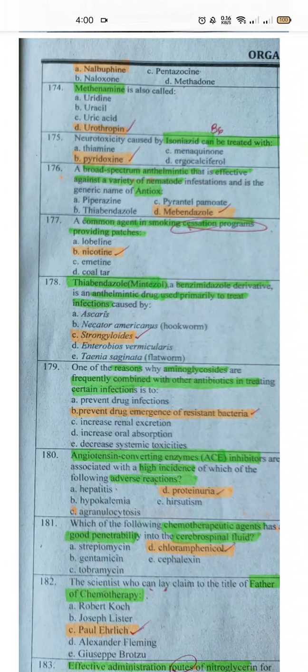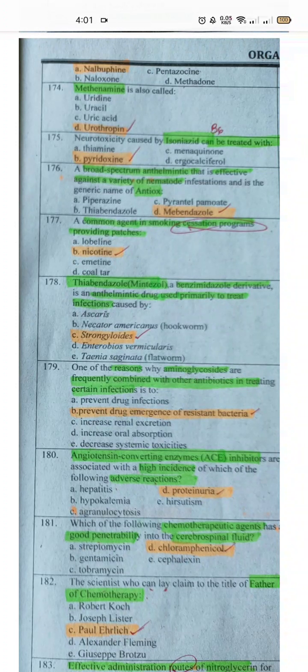176. A broad-spectrum anthelmintic that is effective against a variety of nematode infestations is your mebendazole. So, it is a broad-spectrum anthelmintic effective against nematode infestation, which includes your whipworm, your pinworm, your roundworm, and your hookworm.